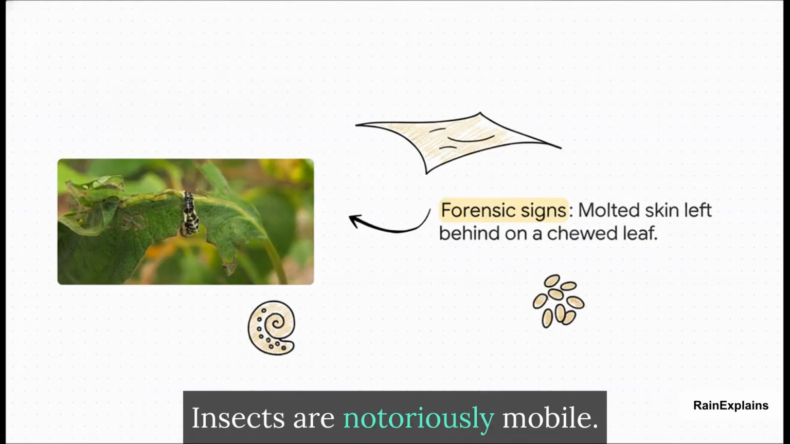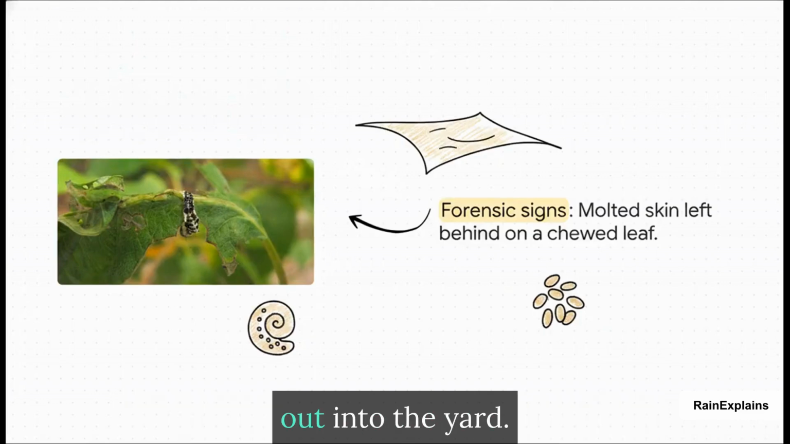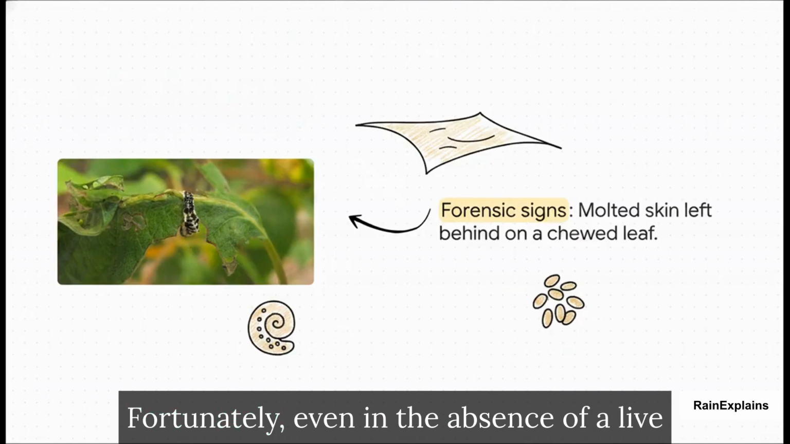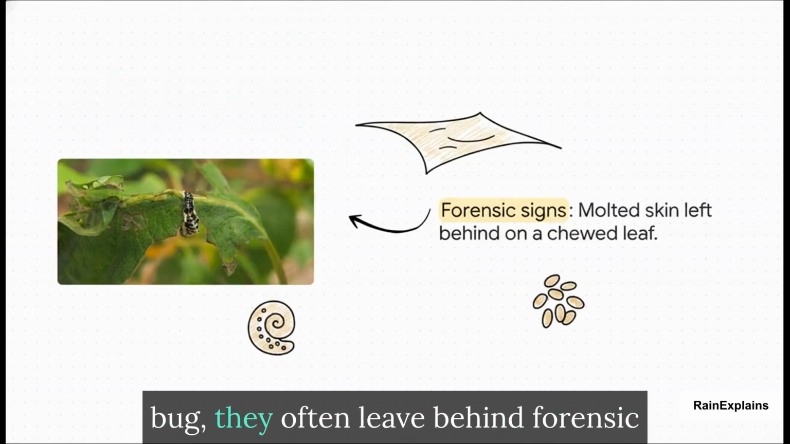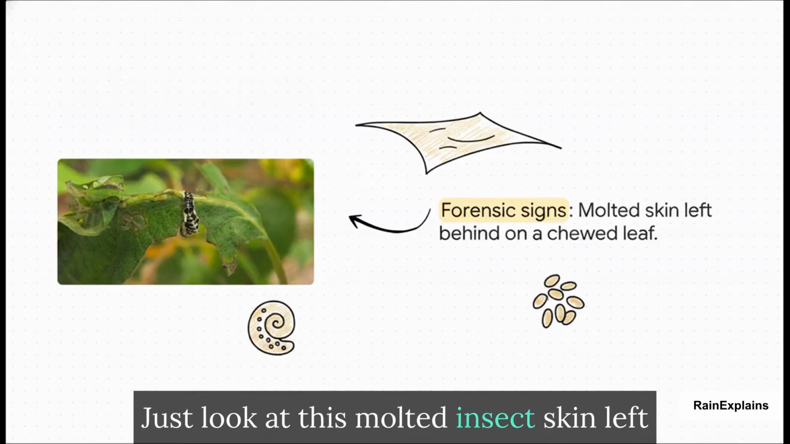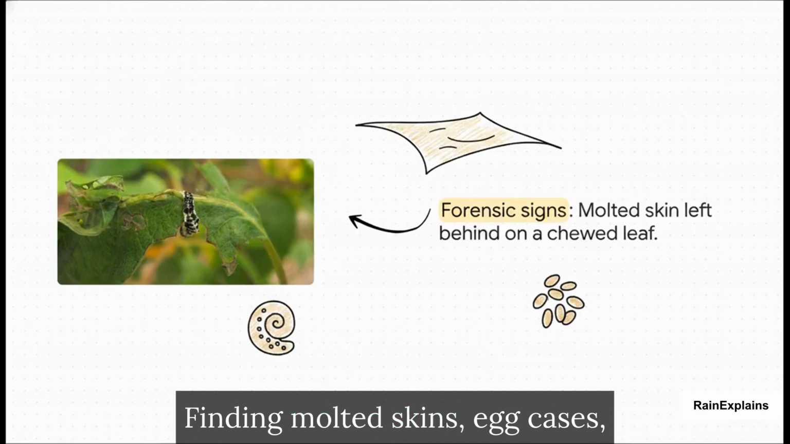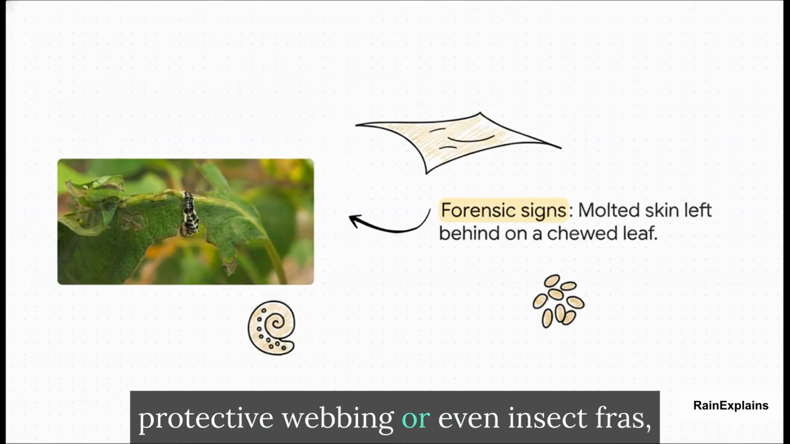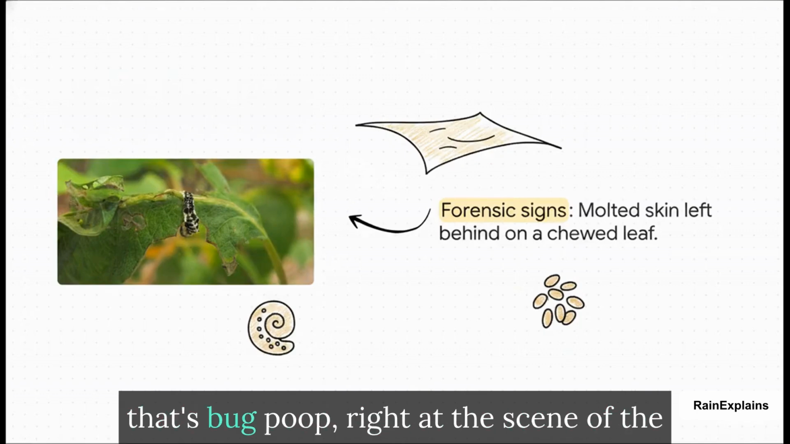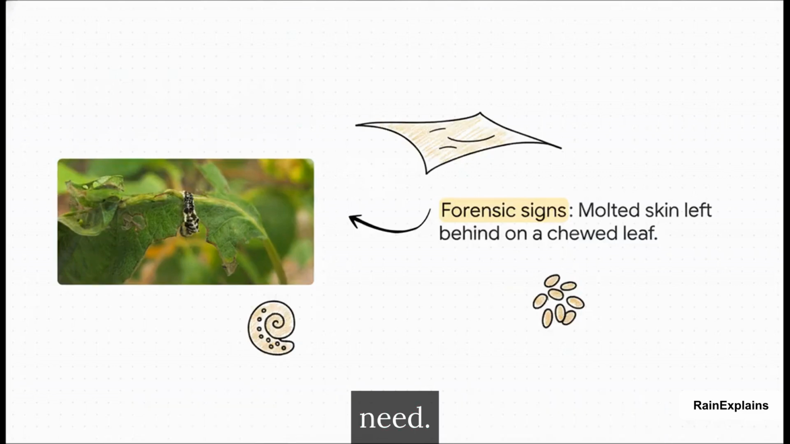Insects are notoriously mobile. They might cause severe damage and then just fly away before you even walk out into the yard. Fortunately, even in the absence of a live bug, they often leave behind forensic signs. Just look at this molted insect skin left behind on a heavily chewed leaf. Finding molted skins, egg cases, protective webbing, or even insect frass, that's bug poop, right at the scene of the crime is all the conclusive evidence you need.